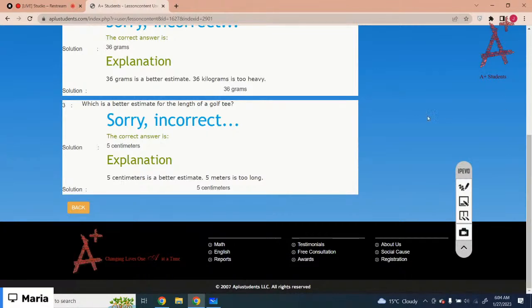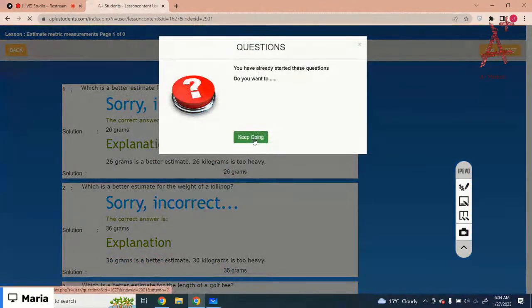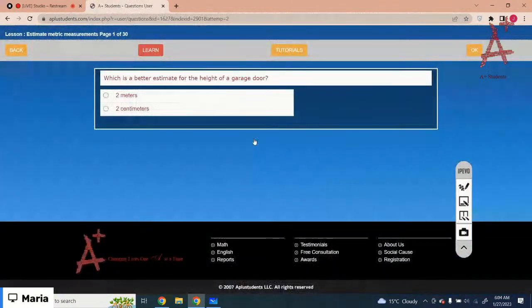Let's start with the practice questions. Which is the better estimate for the height of the garage door? 2 meters or 2 centimeters? Which is the correct option? It is 2 meters. Got it? Because 2 centimeters is too short. So the height of the door is 2 meters.